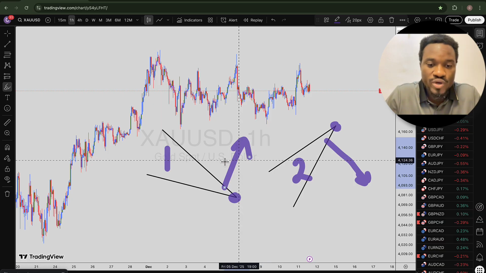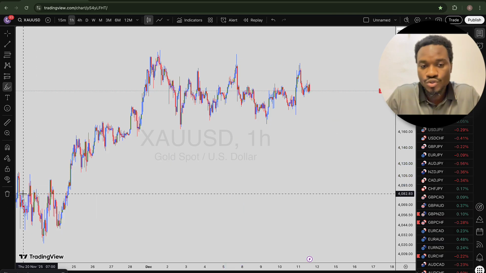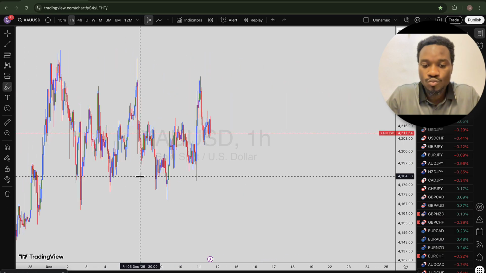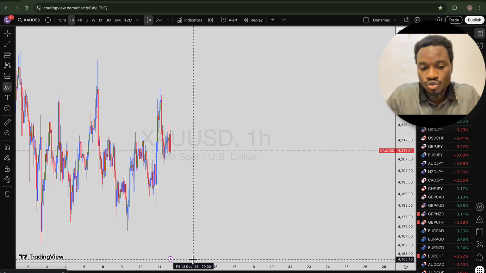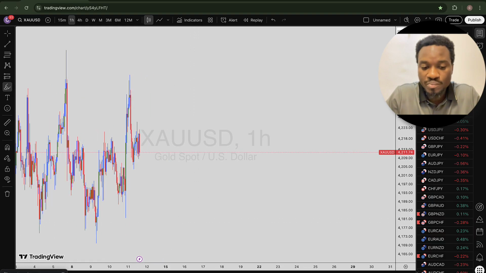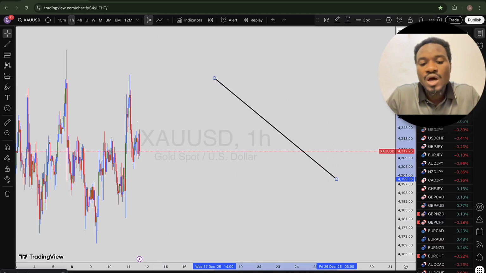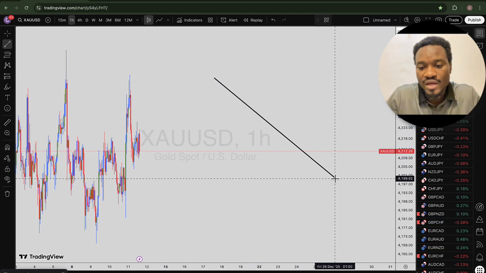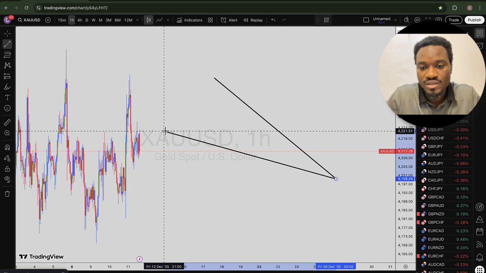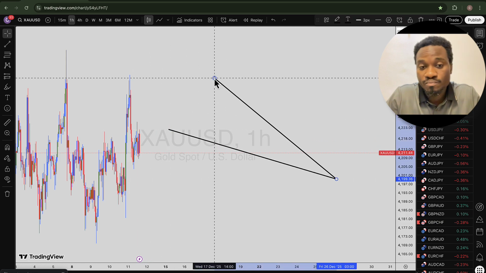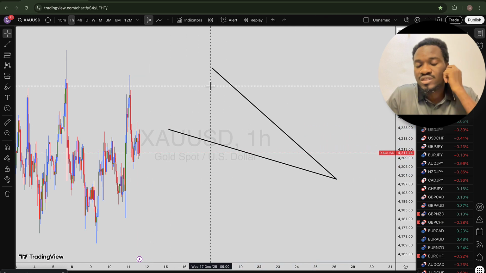How can wedges form on the price chart? The first one we are going to discuss is the falling wedge. I'm going to construct the falling wedge in a bigger format so that you can get to know it very well. So we have a pattern like this, and we have another trend line underneath it like this. Whenever you see this type of pattern, it's a falling wedge.